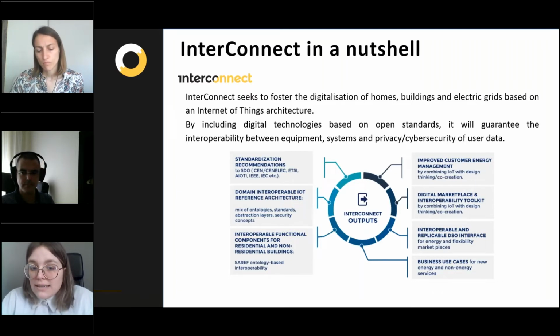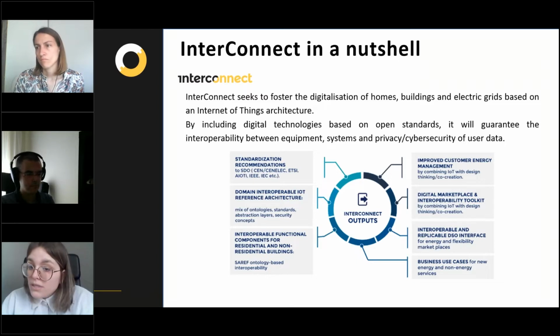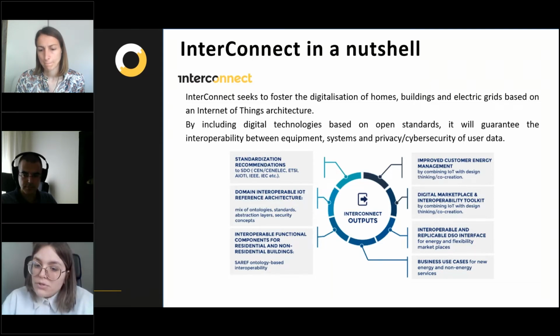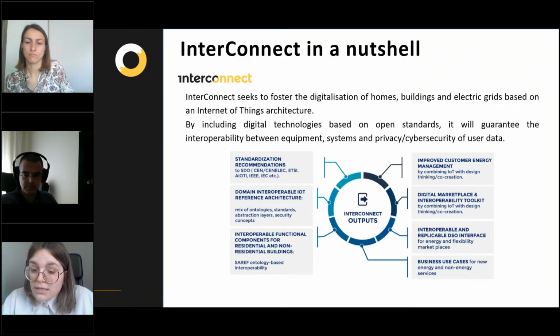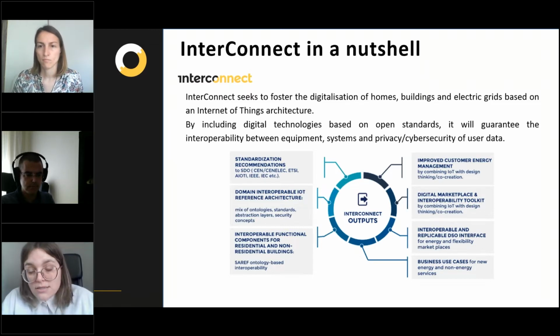InterConnect seeks to foster the digitalization of homes, buildings, and electricity grids based on an interconnect of things architecture. By including these digital technologies based on open standards, it will guarantee interoperability between equipment and systems, and privacy and cybersecurity of user data. The InterConnect outputs, among others, are the creation of standardization recommendations to SDOs, improved customer energy management, a digital marketplace and interoperability toolkit, an interoperable and replicable DSO interface, and business use cases.